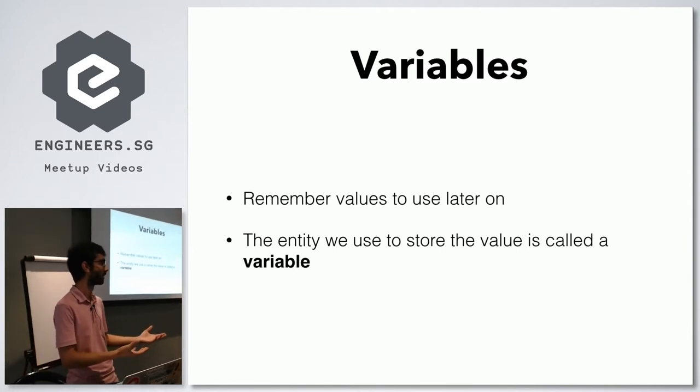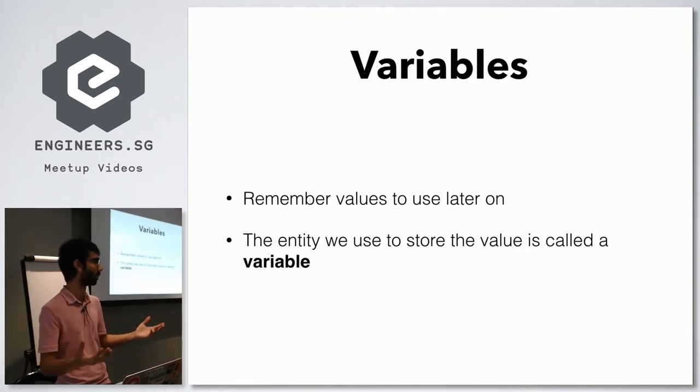For example, in our to-do list, we have a bunch of to-dos. We have what's in the to-do, like does it say buy apples, does it say buy something else? All this data that we have, we want to be able to give a name to that data.